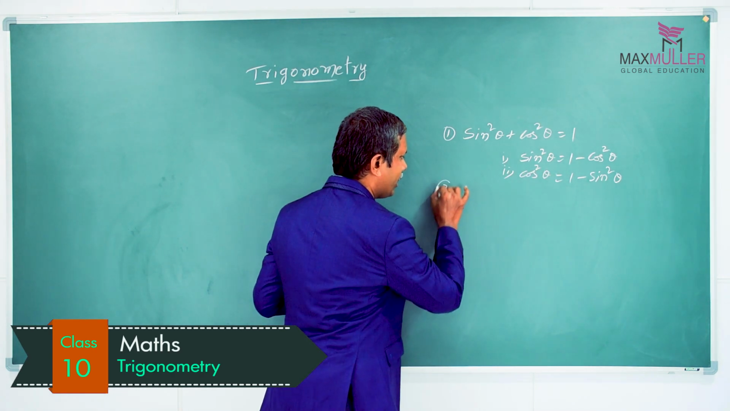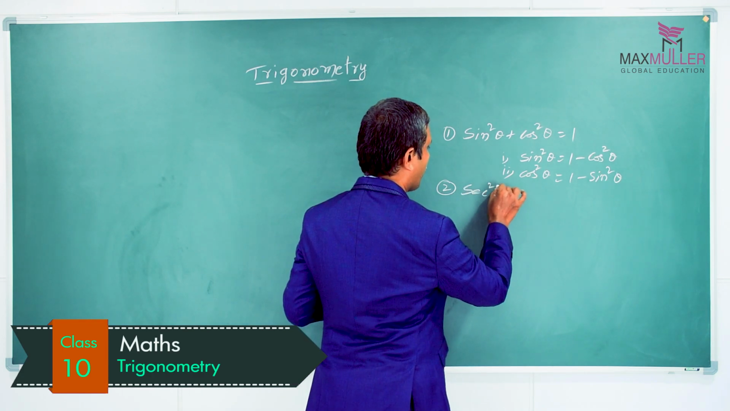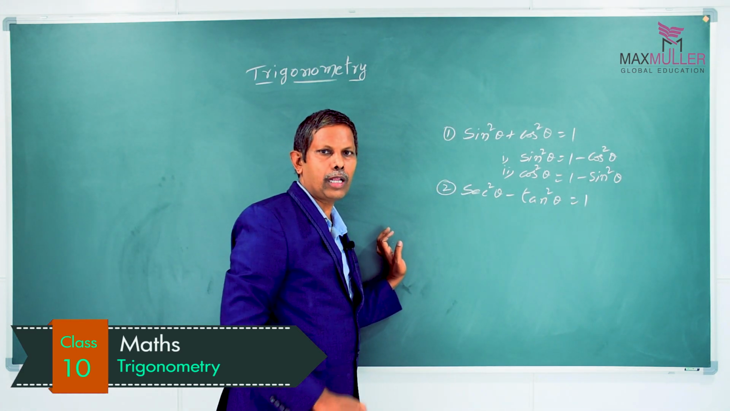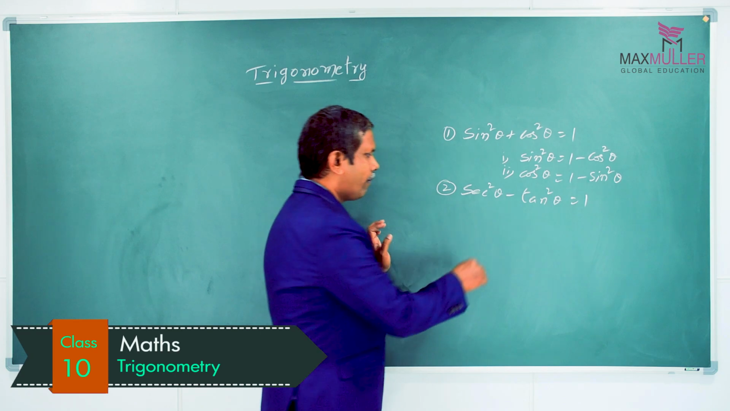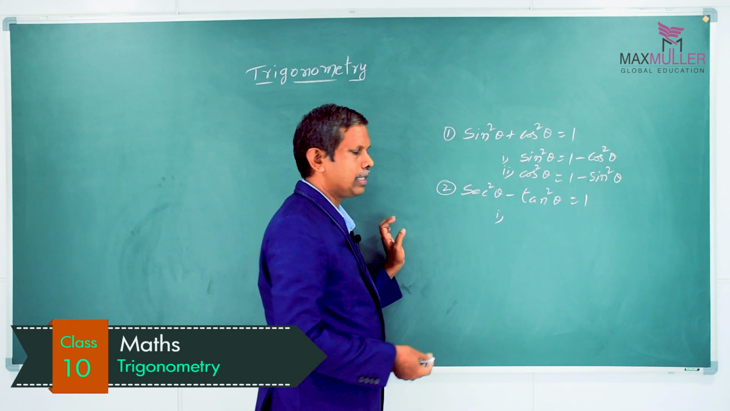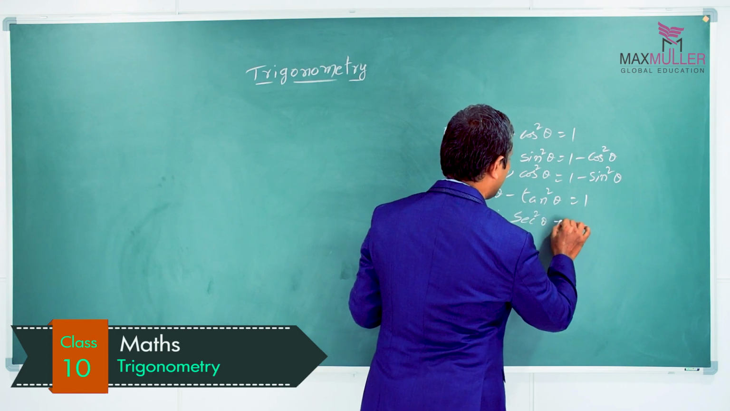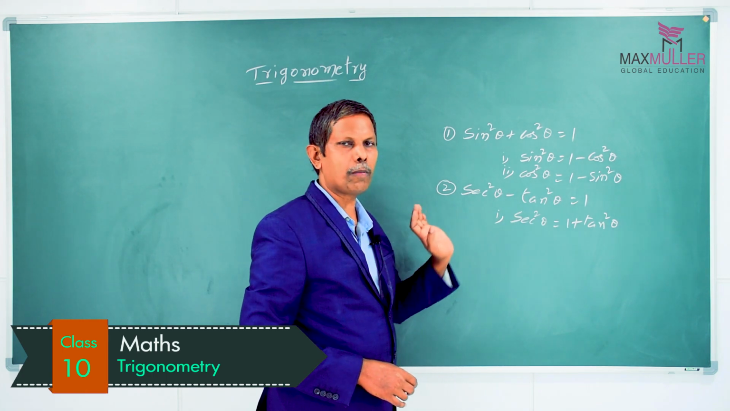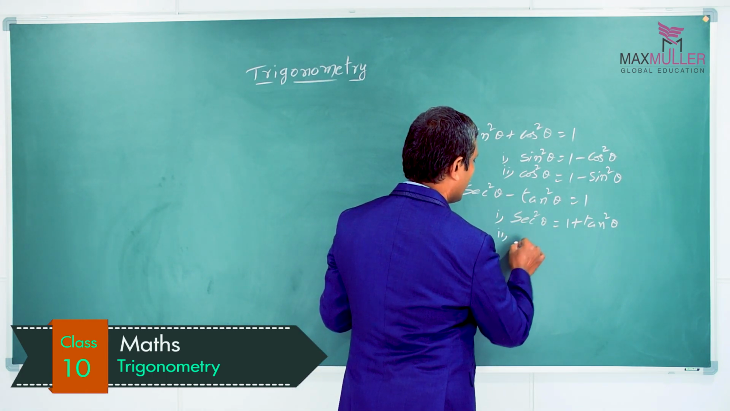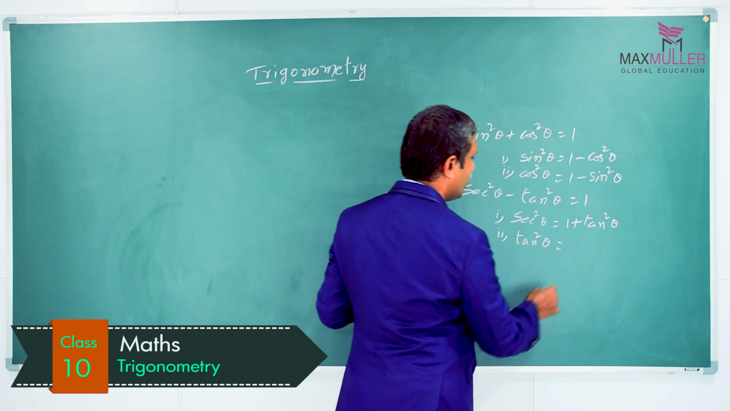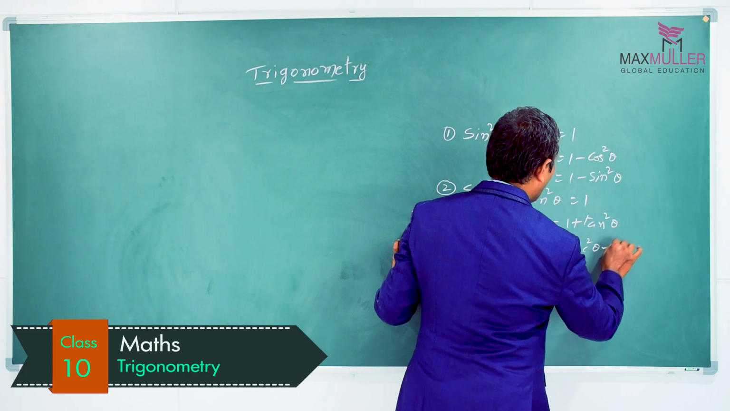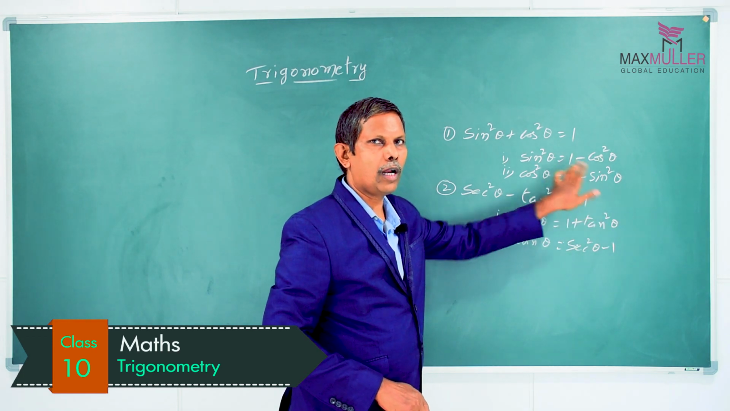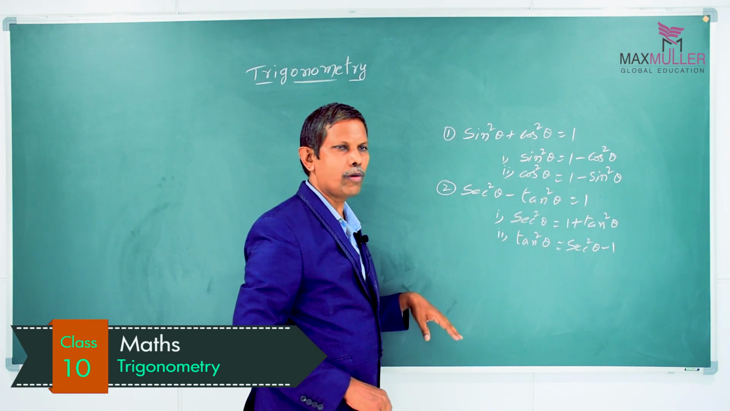And the second identity is nothing but secant square theta minus tan square theta is equal to 1. From this also you can write 2 more formulas. Those are secant square theta is equal to 1 plus tan square theta. And the second one, tan square theta is equal to secant square theta minus 1. Secant square theta minus tan square theta, you can write tan on the RHS and 1 on the LHS: secant square minus 1 is equal to tan square.